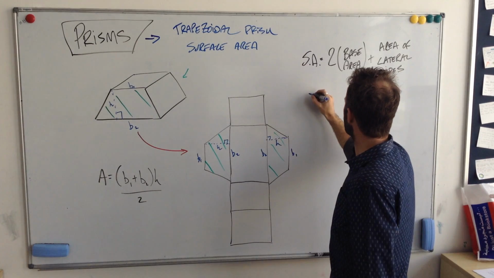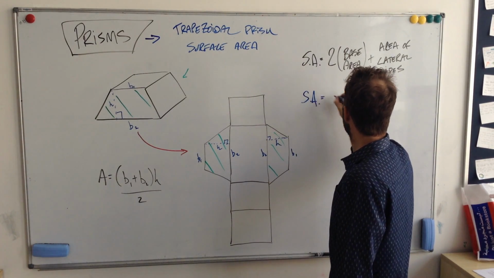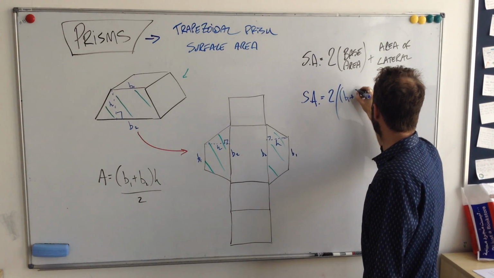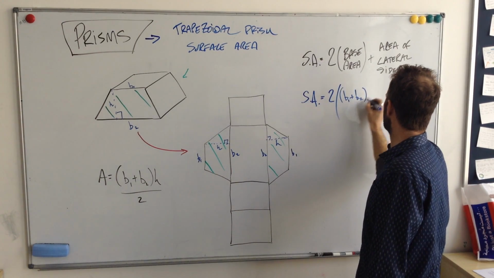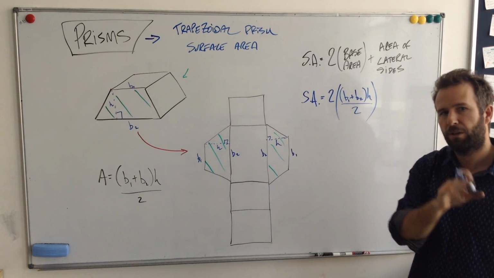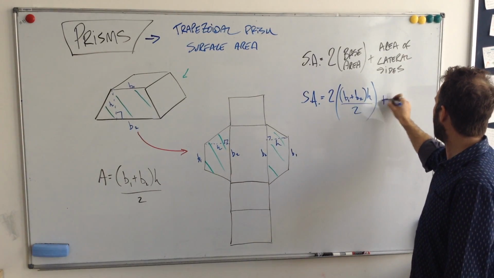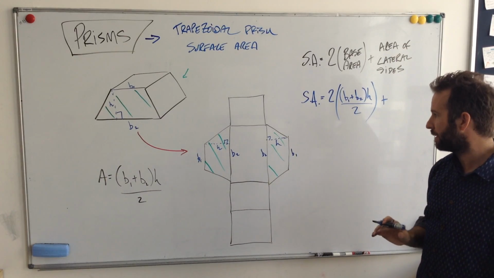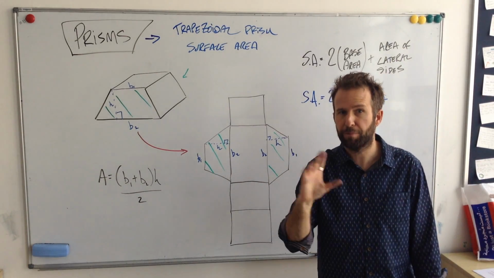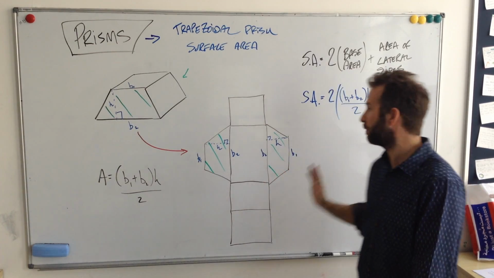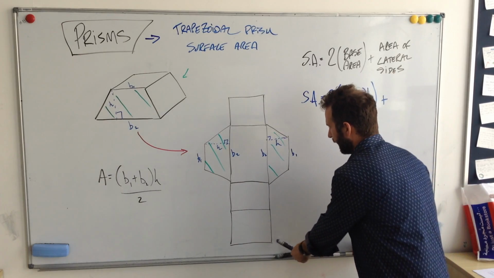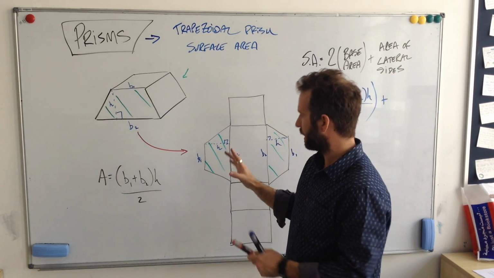So in this case, our surface area is going to be 2, and it's got this, B1 plus B2 multiplied by little h, all divided by 2. Again, we're going to have to add to that the area of the lateral sides. So if you've watched the 2 previous videos, you probably can guess where we're going with this. But we'll come back to the formula in just a moment. Let's take a look at the lateral sides here.